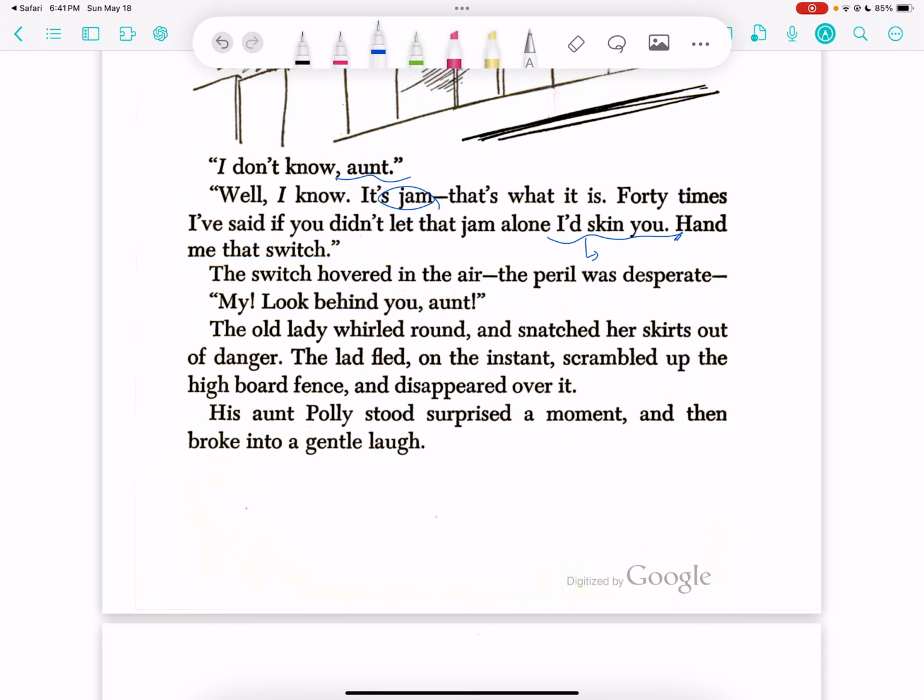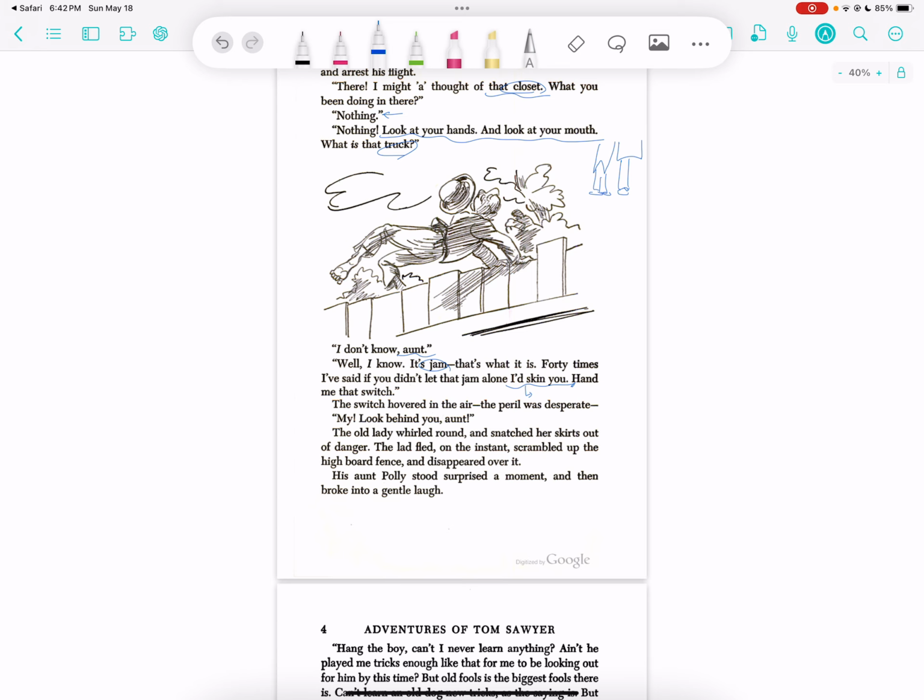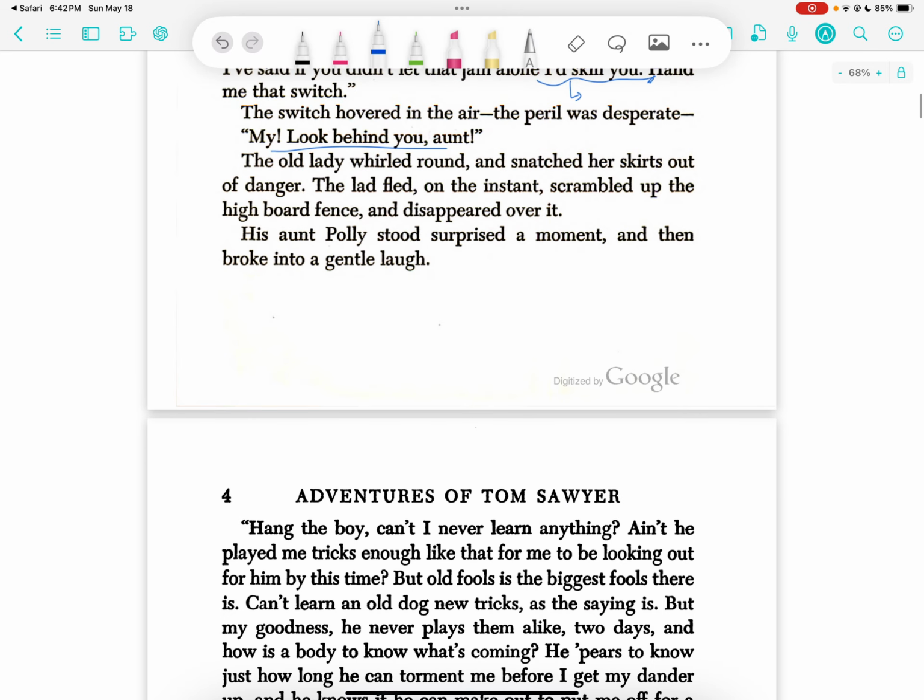"Hand me that switch." The switch hovered in the air. The peril was desperate. "My, look behind you, aunt." The old lady whirled around and snatched her skirts out of danger. The lad fled. On the instant, he scrambled up the high board fence and disappeared over it. And so he said, "Oh, aunt, look behind you." And then when she whirled around, he jumped over the fence and ran away. And his Aunt Polly stood surprised a moment and then broke into a gentle laugh.